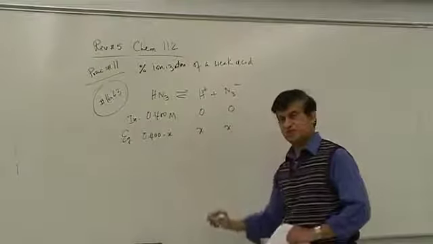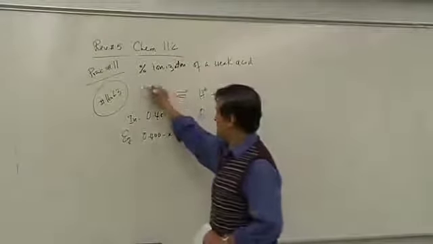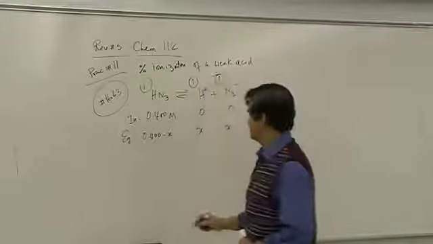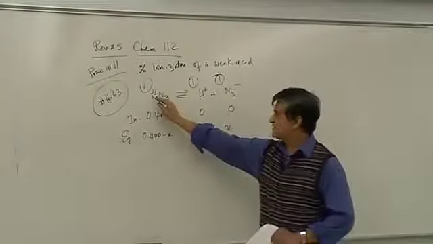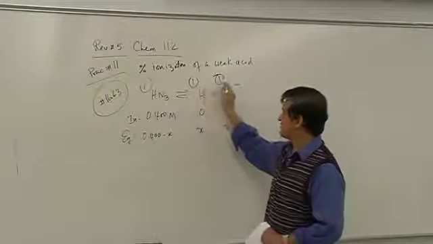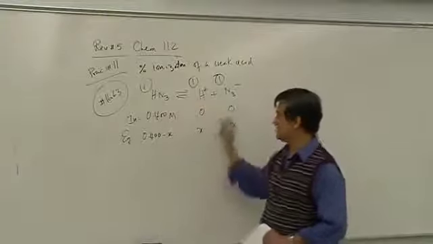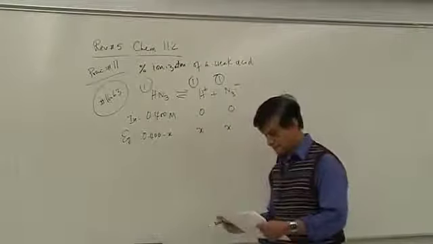Let me explain this to you. When one HN3 breaks down, you get one H plus and one N3 minus. When X breaks down here, you get X here, X here. This ratio has to be maintained. This number has to be maintained, and that's what we're seeing here.